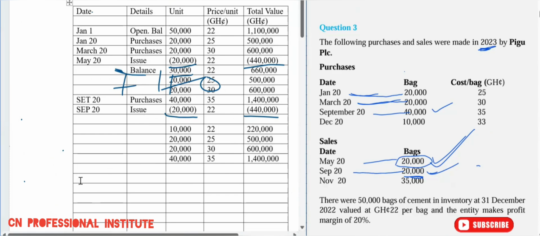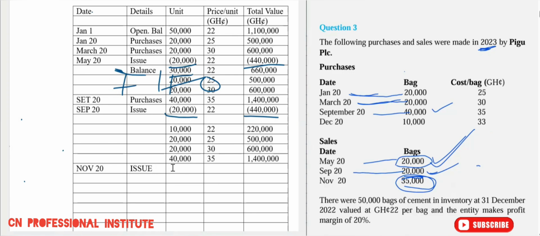Then in November, there was another issue. November, we had the issue before December we purchased. So November 20th, we had another issue. And that one, how many units did we sell? November 20th, we sold 35 here. Right? We sold 35.